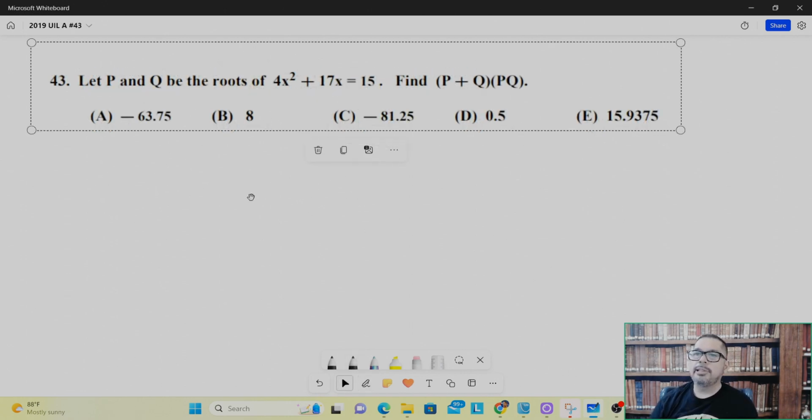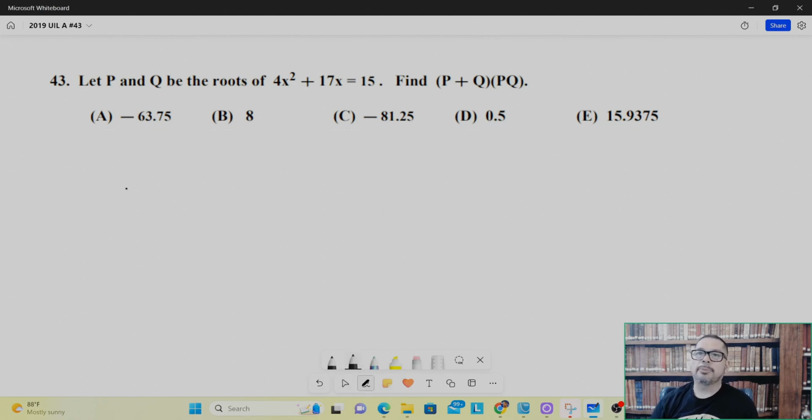So now I have a sequence of problems I'd like you to do. So you'll pause the video and try these tests. So the first problem I'd like you to try is from the year 2019, the UIL number 43. So there it is. Let P and Q be the roots of that quadratic. Keep in mind it's equal to 15, not equal to 0. And they want the product of the sum of the roots and the product of the roots. All right, get to work, and I'll show the work here.